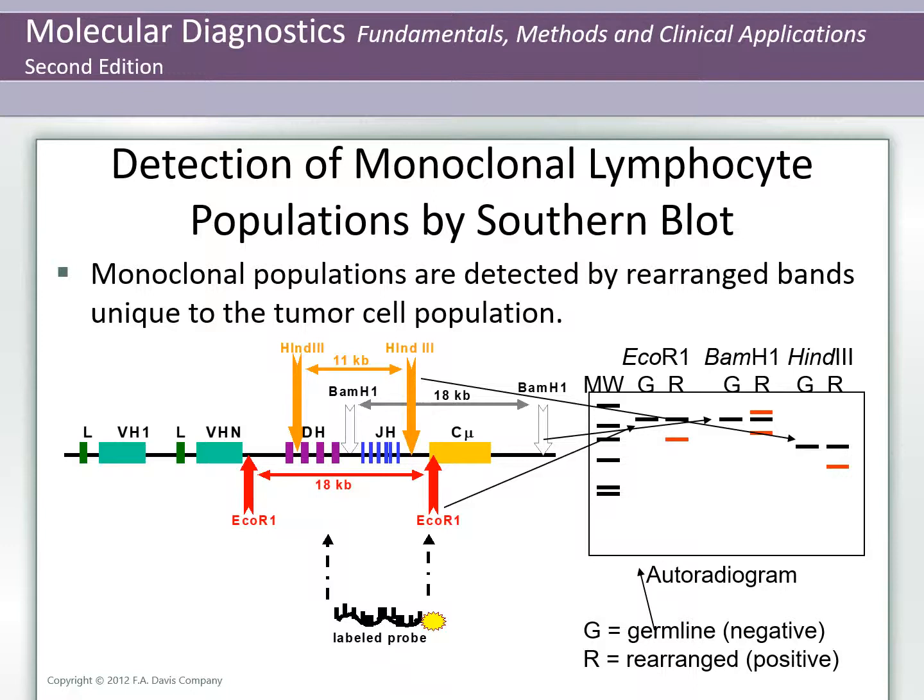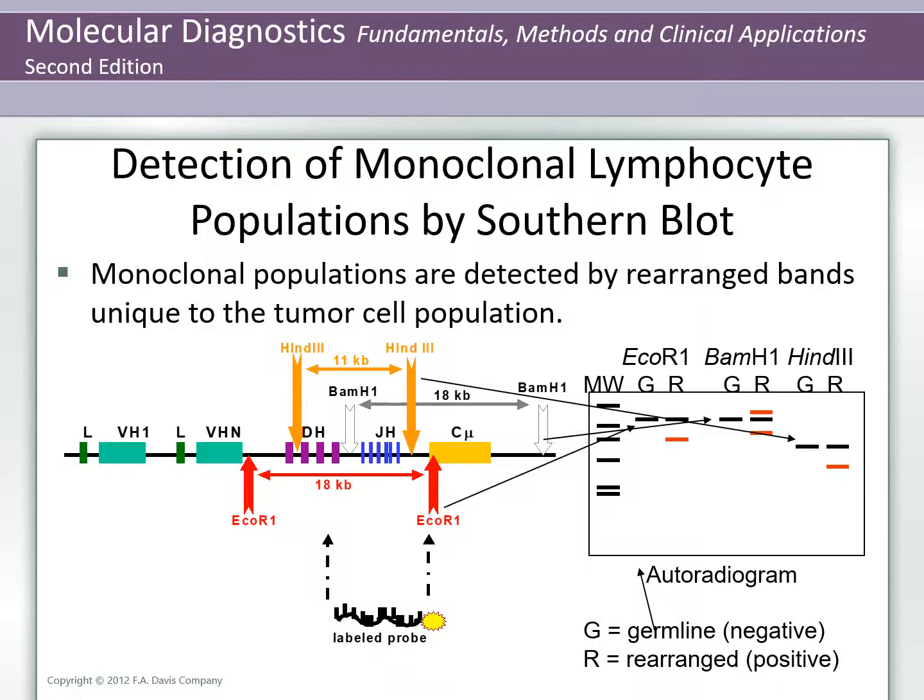Also, in a normal specimen, there will be millions of immunoglobulin gene rearrangements, so no one rearrangement is present in high enough amounts to be visible as non-germline bands on the membrane or autoradiogram. Thus, only the germline bands will be visible.